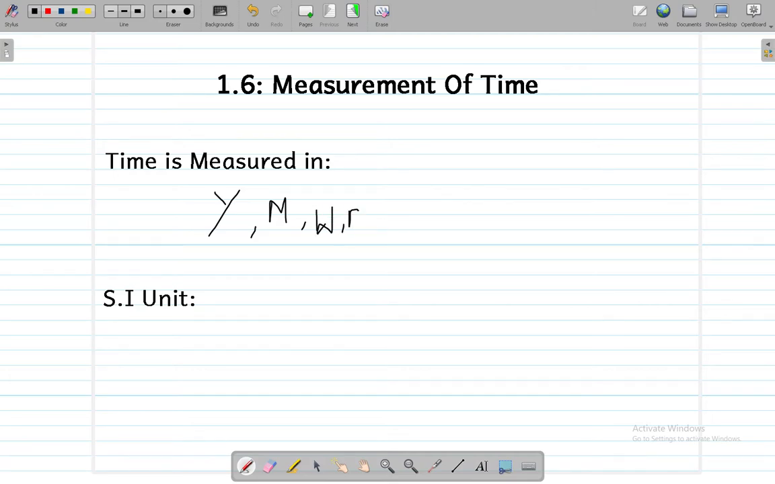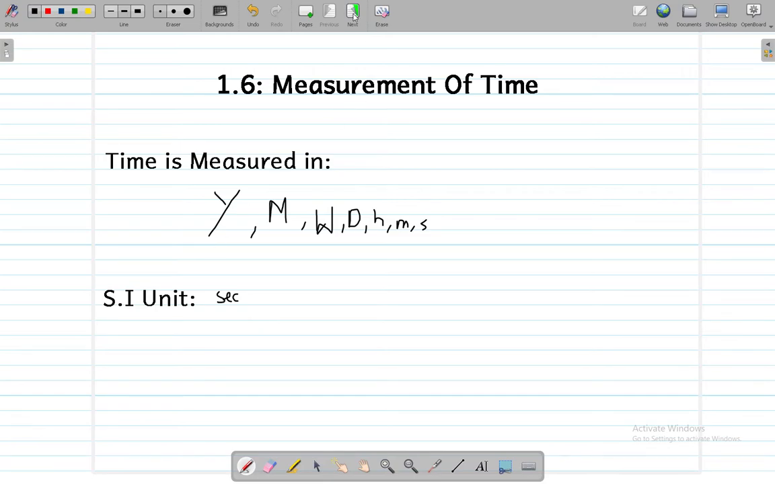after weeks come days, after days come hours, and hours become minutes, and minutes become seconds, and it ends like that. The SI unit of time is second particularly, and the standard unit we mostly use in calculations is actually second in time.